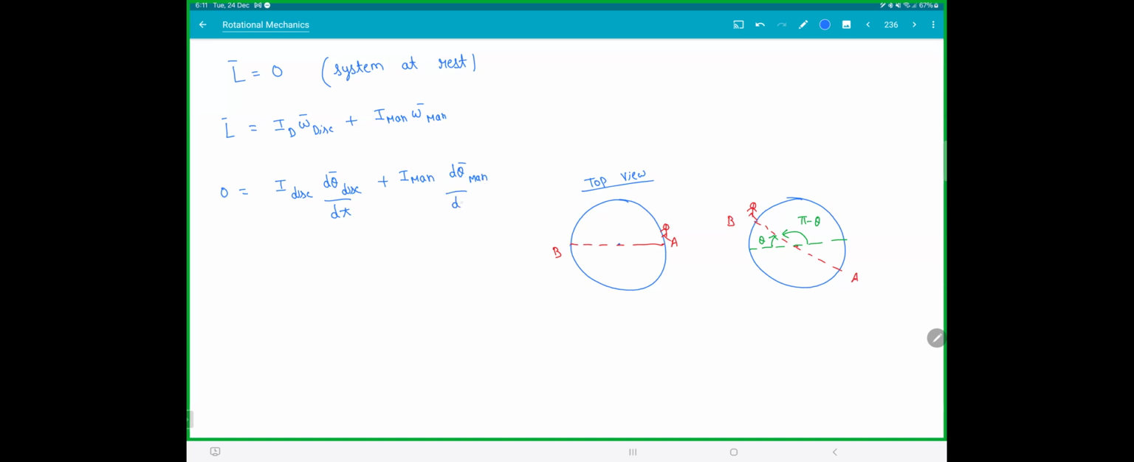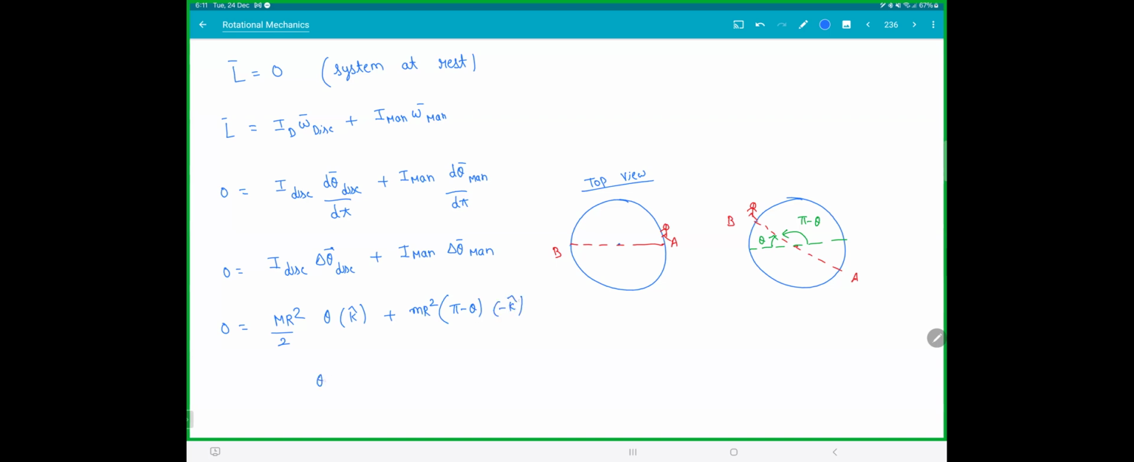If you send dt that side, you end up with I disk delta theta disk plus I man delta theta man. Now from here, moment of inertia of the disk is mr square by 2. The theta of the disk, it is rotating that way, so it is theta k cap. Man ka moment of inertia is a particle, mr square, and its displacement is pi minus theta minus k cap.